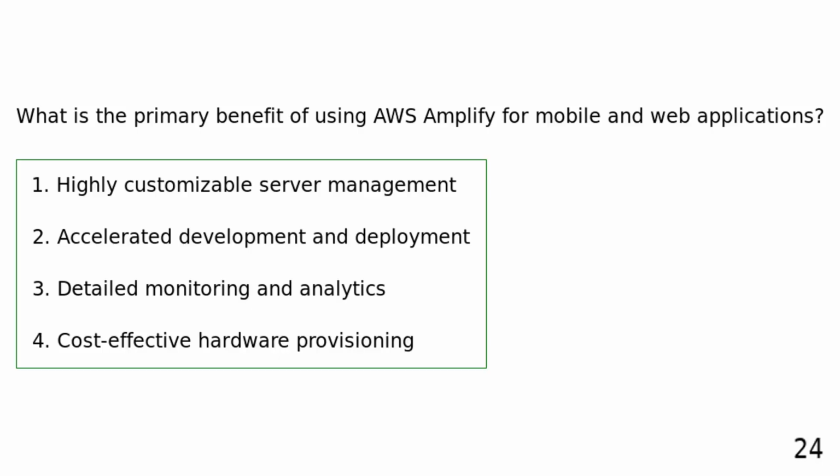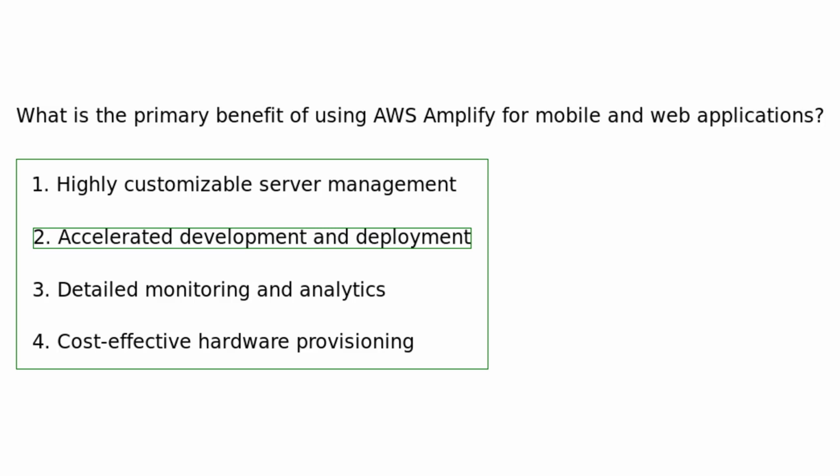What is the primary benefit of using AWS Amplify for mobile and web applications? Highly customizable server management. Accelerated development and deployment. Detailed monitoring and analytics. Cost-effective hardware provisioning. AWS Amplify accelerates development and deployment of mobile and web applications by providing a serverless backend and streamlined front-end deployment.